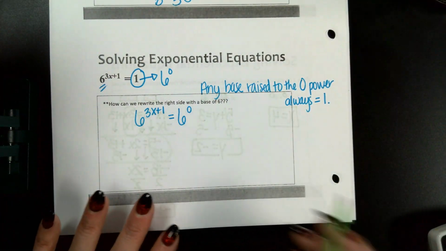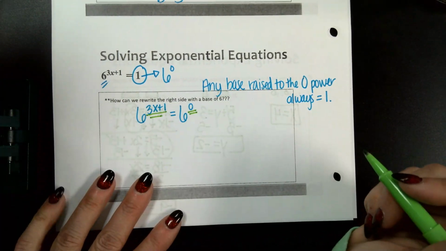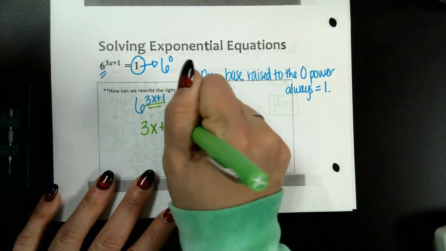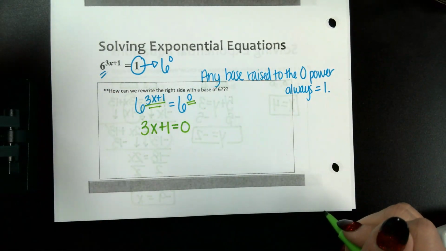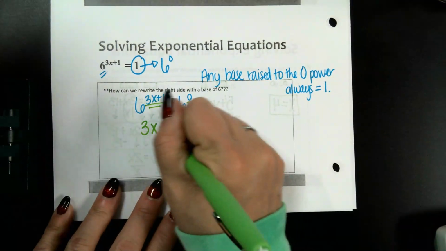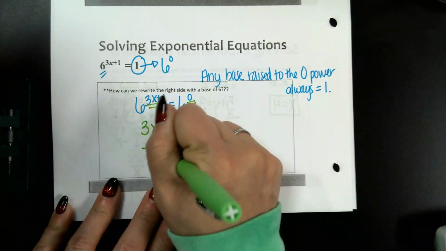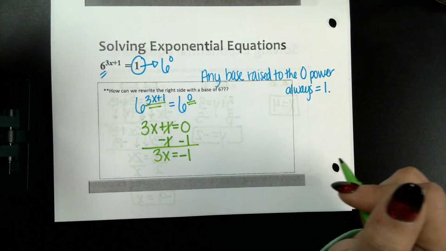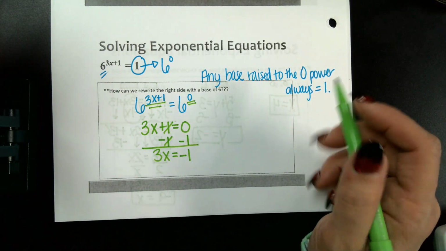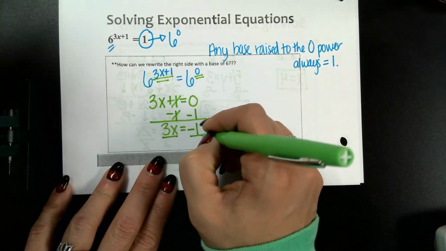Okay, so now that they both have a base of 6, we drop the base and we just set our exponents equal. So I'd have 3x plus 1 equals 0. And it's just 2 steps. We're going to subtract and divide. And yes, it is completely acceptable to end up with decimals or fractions. It is fine. So I would subtract 1 and get -1. Then I would divide by 3.